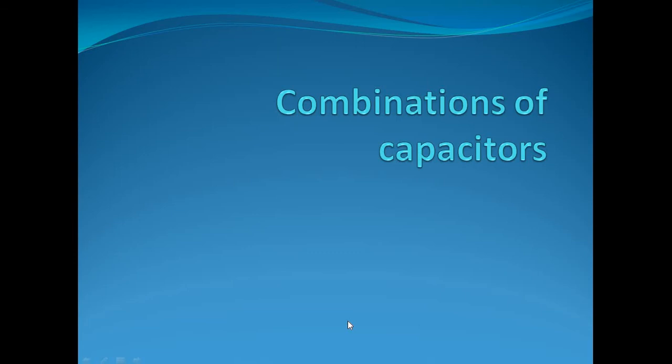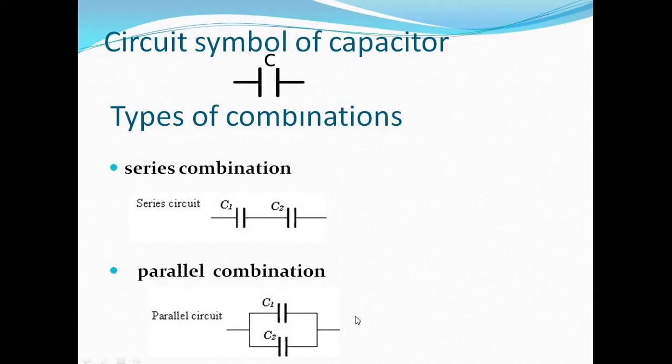Today we shall learn about combination of capacitors. Students, the first figure represents the symbol of a capacitor, the circuit symbol. In the circuit, we represent a capacitor like this: two parallel lines with two horizontal lines which represent the connection for the circuit. Generally, capacitors are connected in two ways, series and parallel.